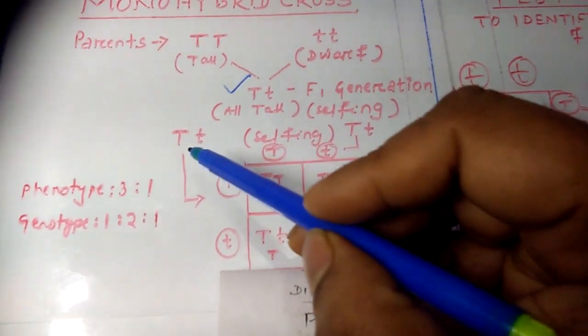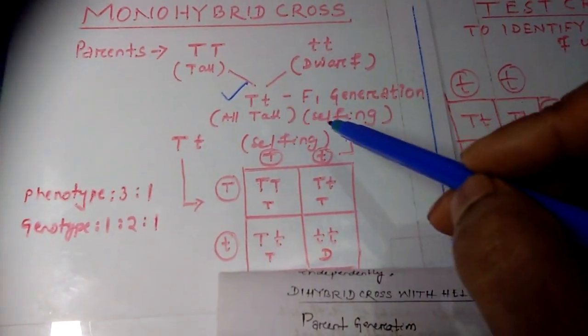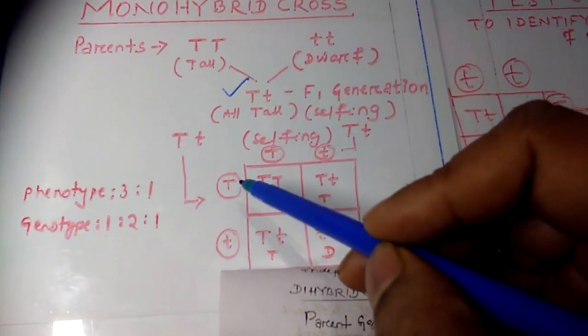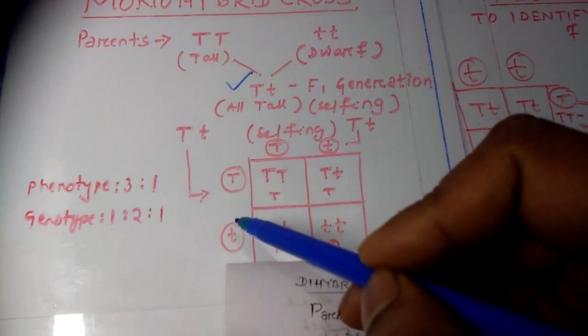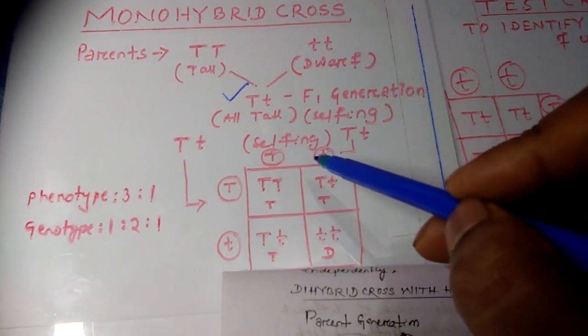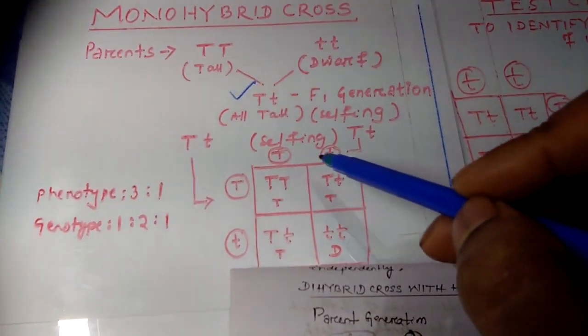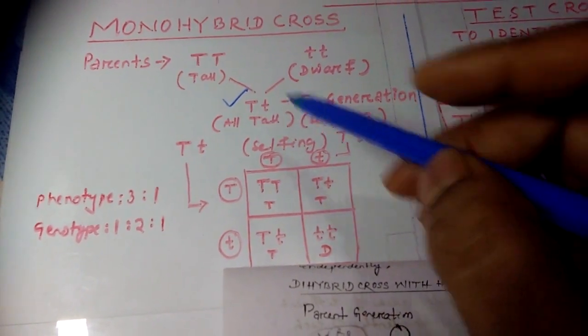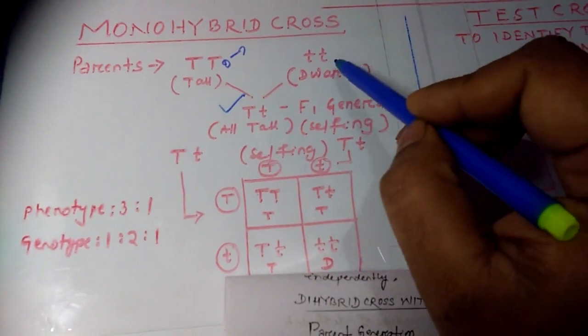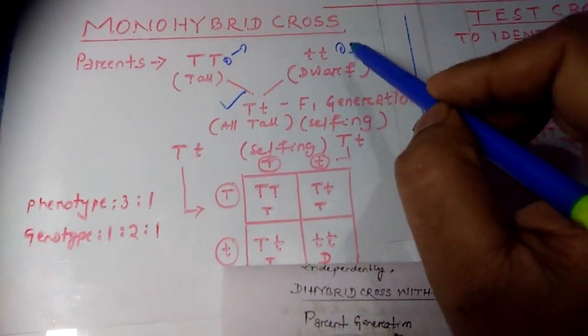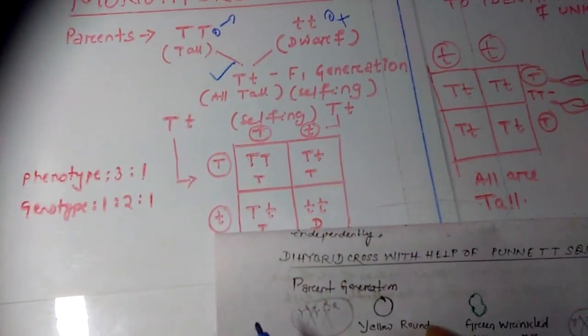So now you see capital T small t, because both are capital T small t here, you are doing the selfing. So your gametes will be capital T and small t, because they will become haploid. So here also capital T small t. Both the parents become haploid. For example, this one you take as male and this one you take as female. So now what is the outcome of this?